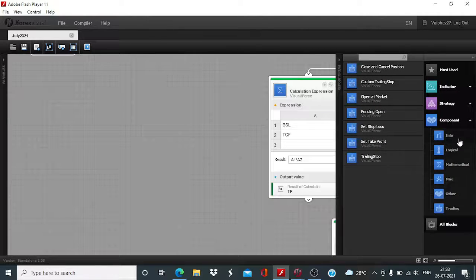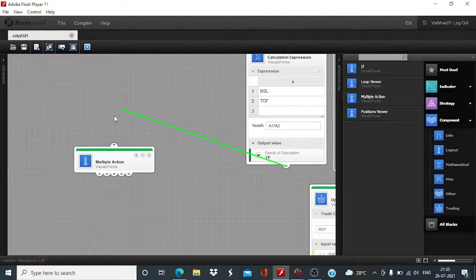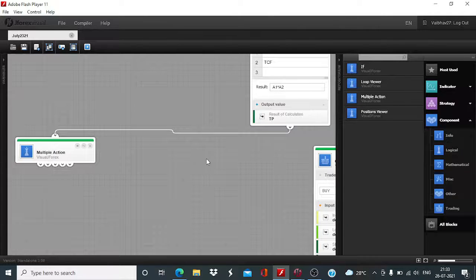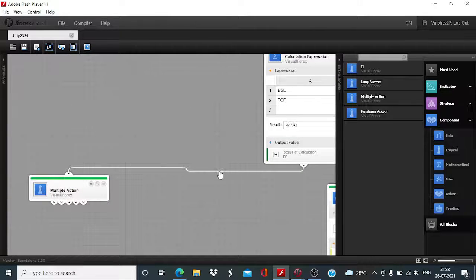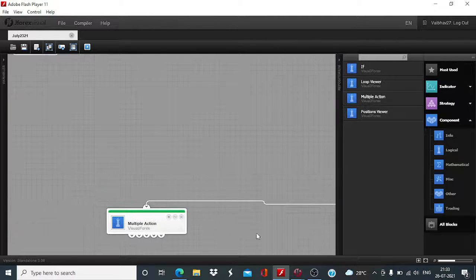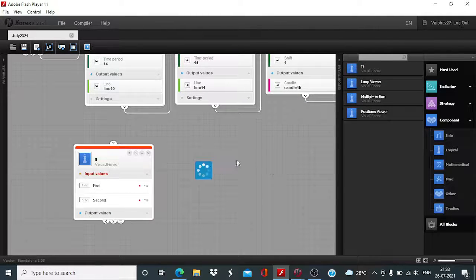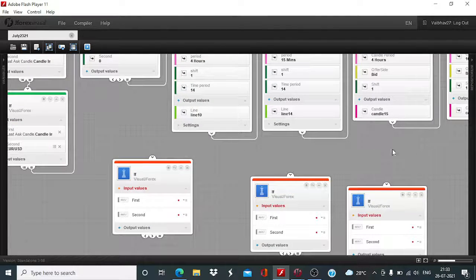Now let us bring in the logical block of multiple action, which I will join to this block of calculation. If suppose later on we need to add further blocks of indicators or any component, we will need to disconnect this flow and add the blocks, and after that we can again join it back. Okay, now it's time to bring in the if blocks. Even I am not really sure how many of these we are going to need, so we will add as we go.